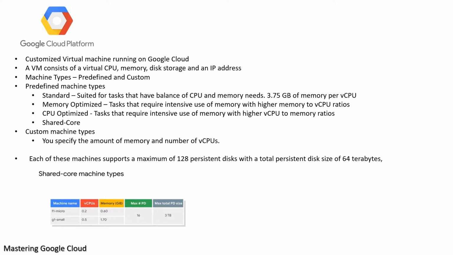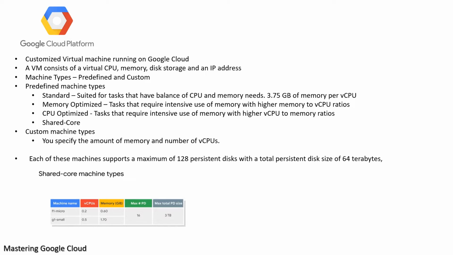There are four different flavors of predefined machine types. Standard machine types are suited for tasks that have a balance of CPU and memory needs, for example your websites, your databases, or if you do not know which one to pick, you should pick the standard or general purpose machine type. But if you have memory-intensive work like large in-memory databases or in-memory analytics, you should use the memory optimized machine type. Compute optimized machine types are used for high performance computing, gaming, electronic design automation, and single-threaded applications.